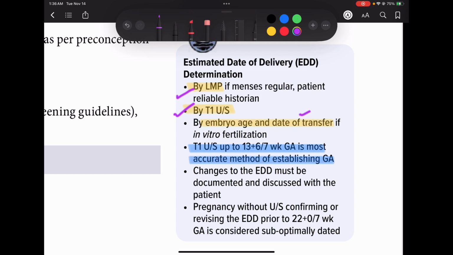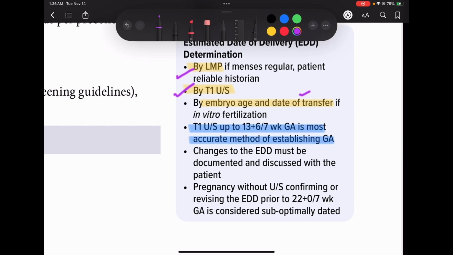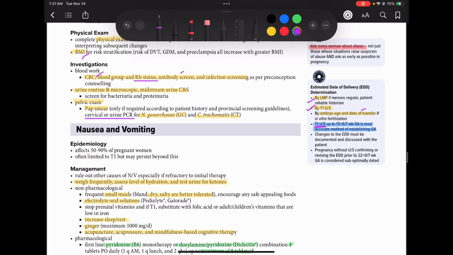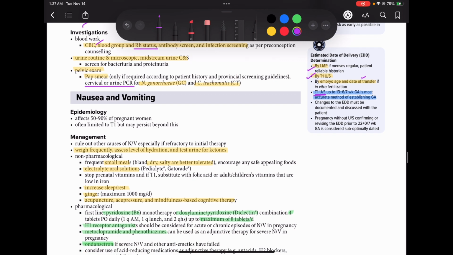But the thing is, first trimester ultrasound, up to almost 14 weeks gestational age, is the most accurate method of establishing gestational age. So the first ultrasound is the most accurate method, and then if there are changes, you have to report and document and discuss with the patient moving forward. If you find any changes in the estimated date of delivery because of inaccurate dates or whatever reasons, we have to inform the patient and discuss.